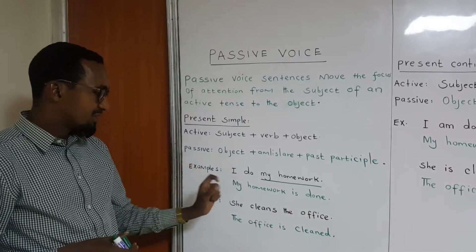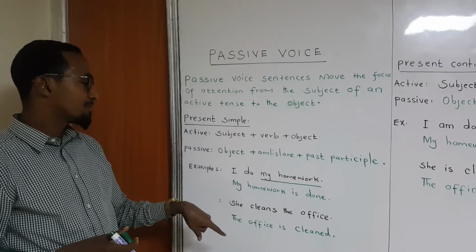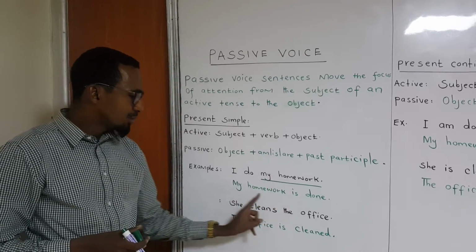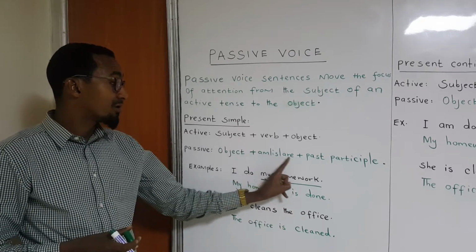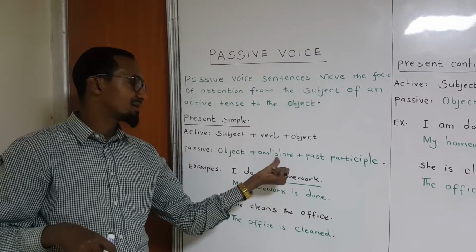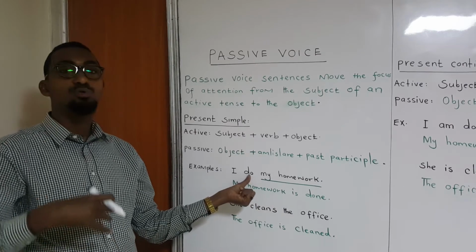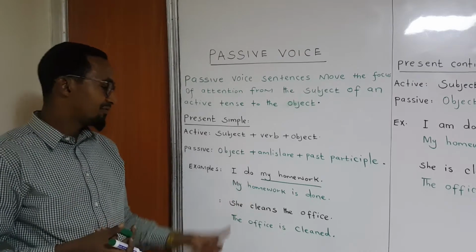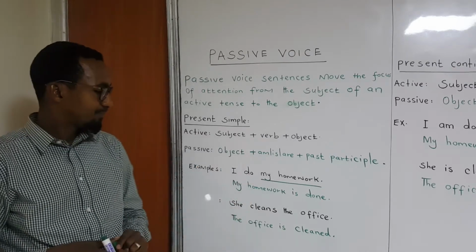Then when we want to change this sentence to passive voice, we will begin with the object. We will say, my homework. Then you should choose either is or are. Since my homework is it, we take is. My homework is. And then this is the verb do. We change it to the past participle, done. Therefore, this sentence will be: my homework is done.